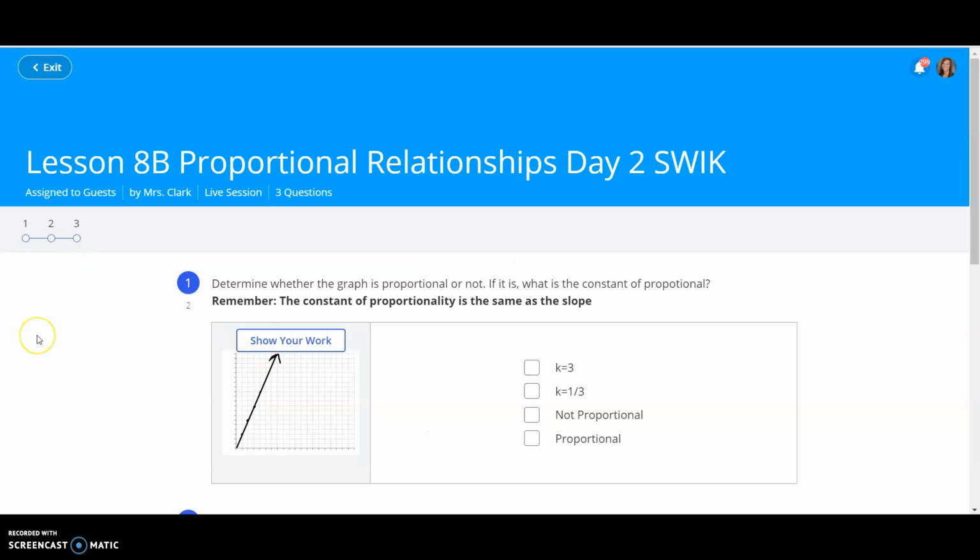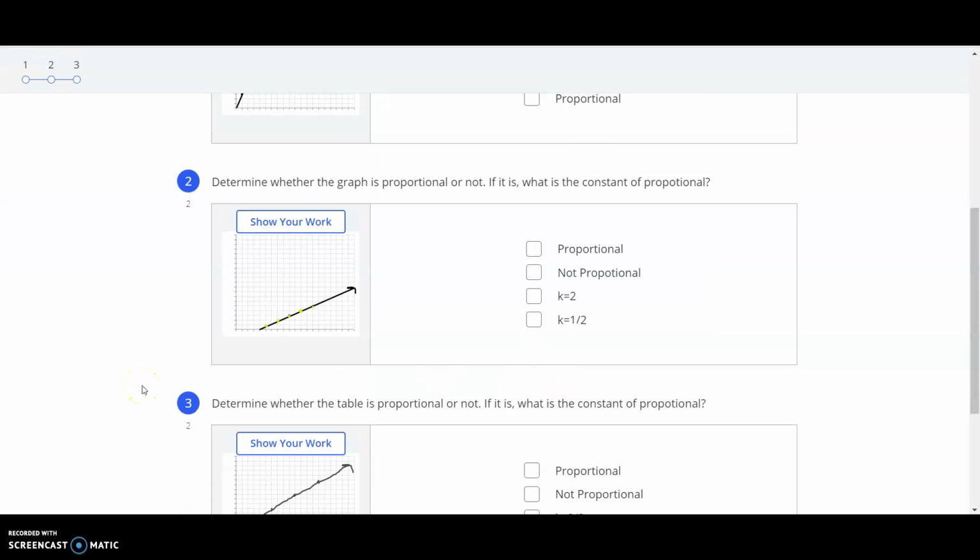So here are your 3 questions. It's 6 points because each question is worth 2 points. I put a reminder here for your first one that if it is proportional, and I ask you for your constant of proportionality, remember that's the same as your slope. So if you look at your graph, if you think it is proportional, then you would say proportional, and then you would just click whichever of these 2 is your constant of proportionality.